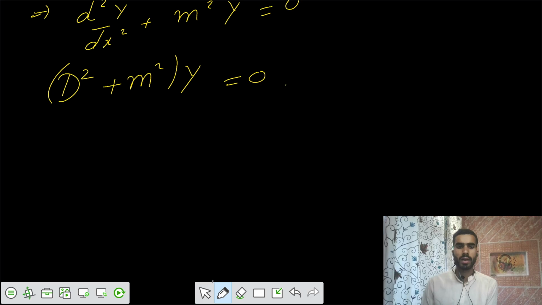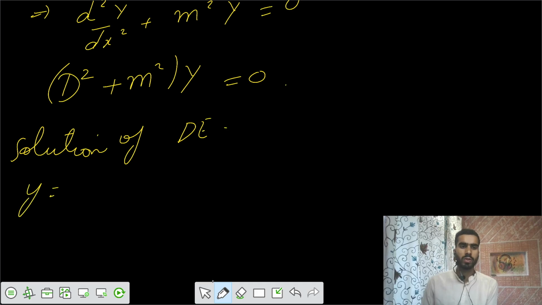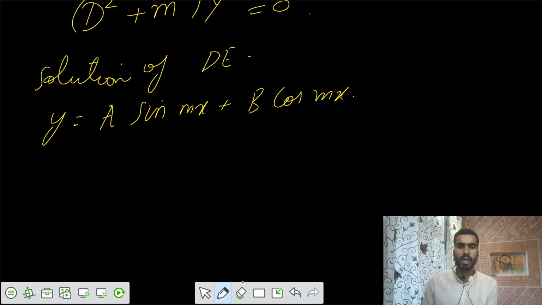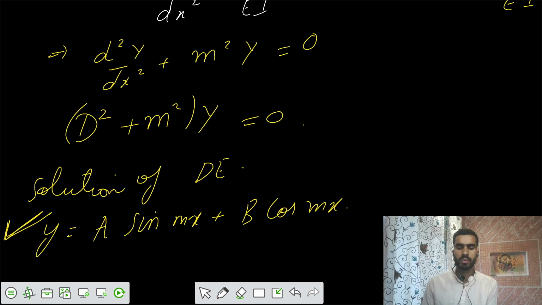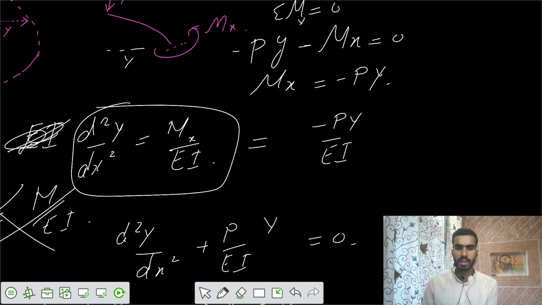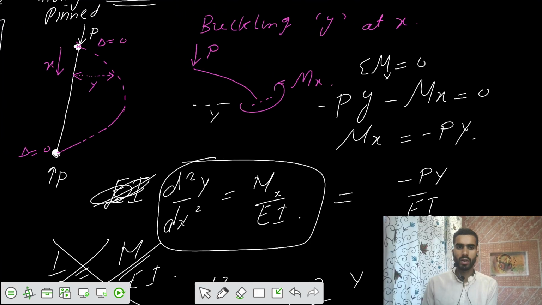So I have the general solution of this differential equation. The solution of this differential equation gives you y equals A sin mx plus B cos mx. So finally we got this equation of deflection at any location. So I can get the delta at any location of x, what is the delta that has developed.